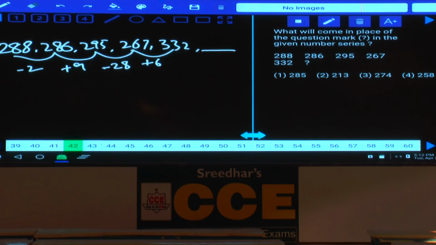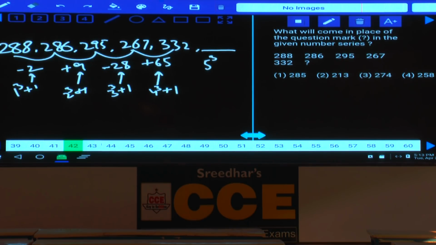Yes, tell me what are these numbers? 2, 9, 28, 65 can be written as? This 65 can be written as 4 cube, 64 plus 1 is 65. And this 28 can be written as 3 cube, 27 plus 1 is 28. And 9 can be written as 2 cube, 8 plus 1 is 9. And this is 1 cube, 1 plus 1 is 2. 1 cube plus 1, 2 cube plus 1, 3 cube plus 1, 4 cube plus 1. Next one, 5 cube plus 1.